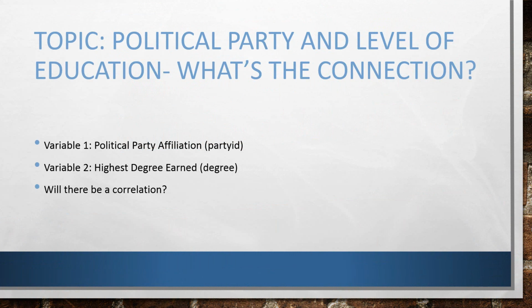We chose to look at the correlation between political party and level of education. And the first variable we chose was political party affiliation. And the second variable that we chose was the highest degree earned. And we looked to see what the connection between these two variables was.